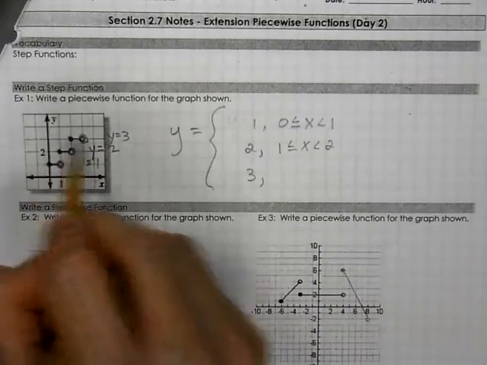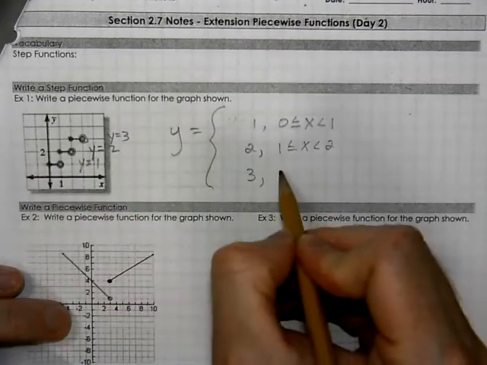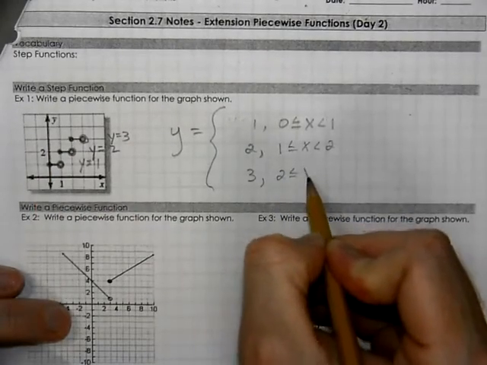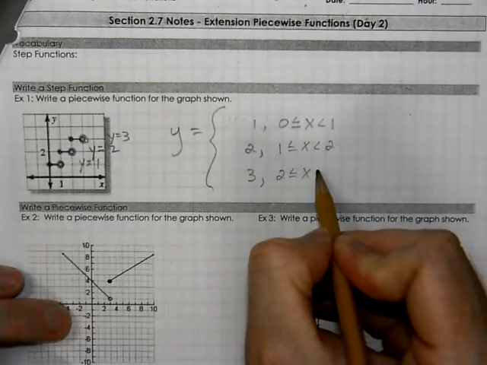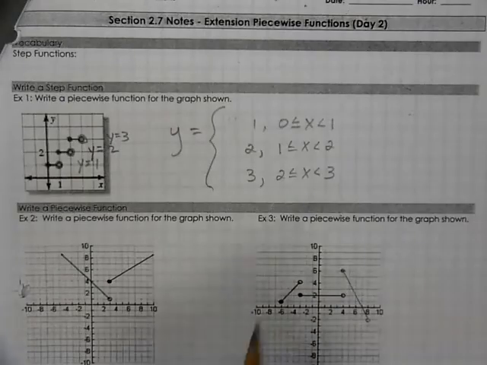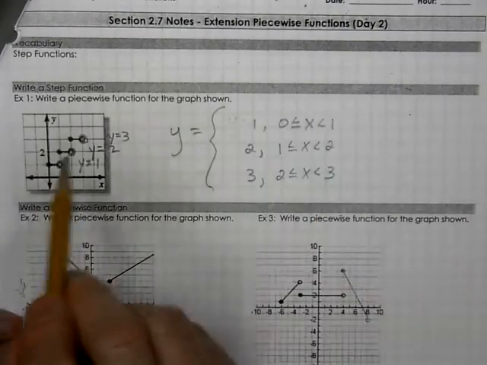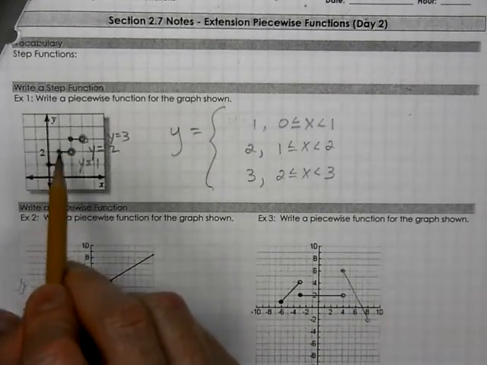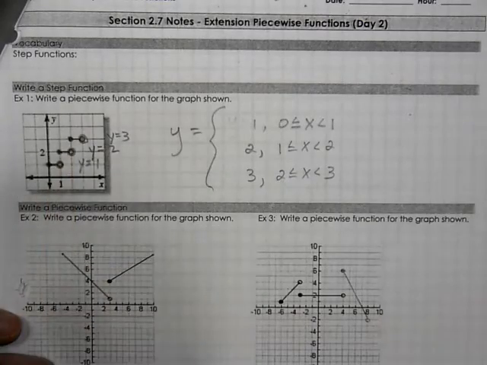And then we're going to use the line of 3 whenever we're greater than the 2, all the way up to the 3. So this piecewise function represents our step function.